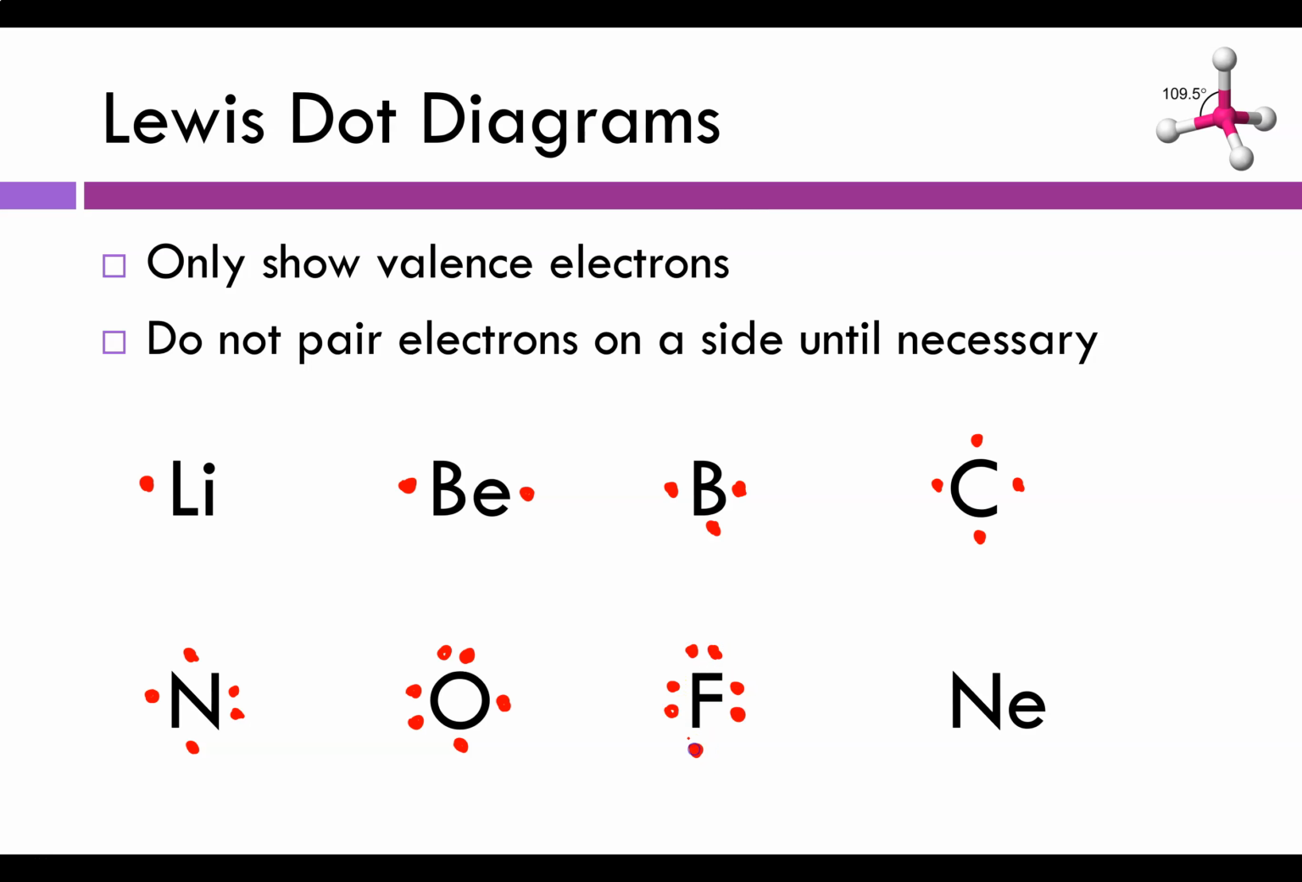There's fluorine with its 7 valence electrons. And finally, neon. You'll fill them up on every side. Take a look at the practice problems and try to do that top row with the valence electrons Lewis dot diagram. I will meet you there in a moment.